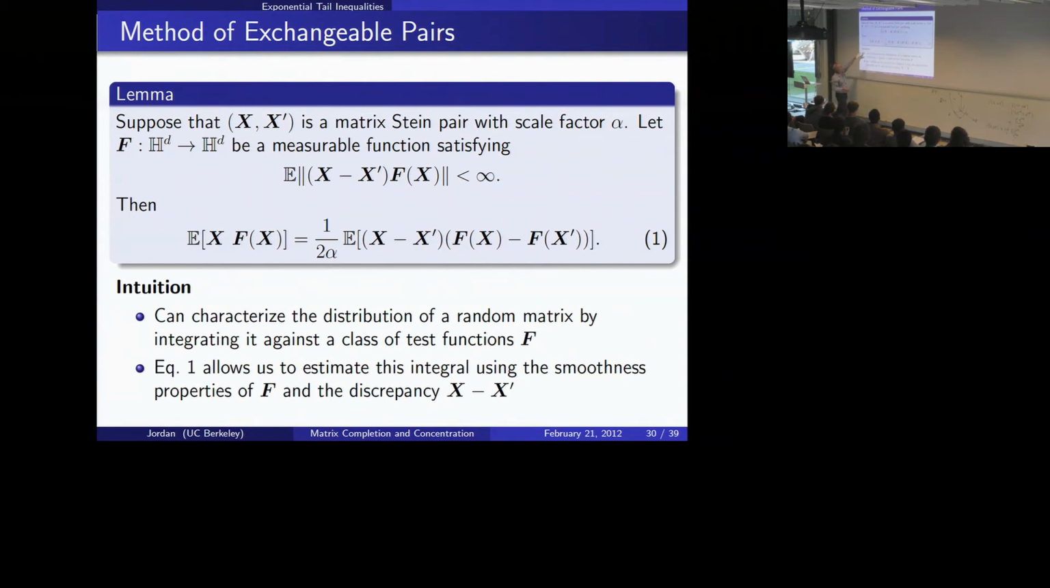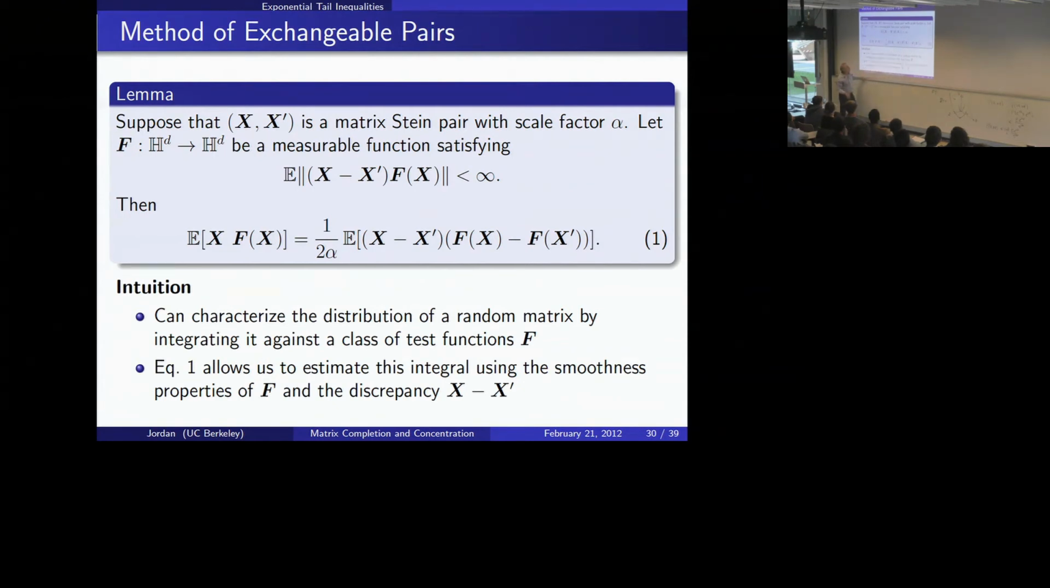Right? Then you can rewrite this as an equality, and this is the Stein idea. This is what we borrowed from Sourav Chatterjee, which is that inner product right there can be written as an inner product between x and its Stein pair, x prime, and then f applied to those two things.